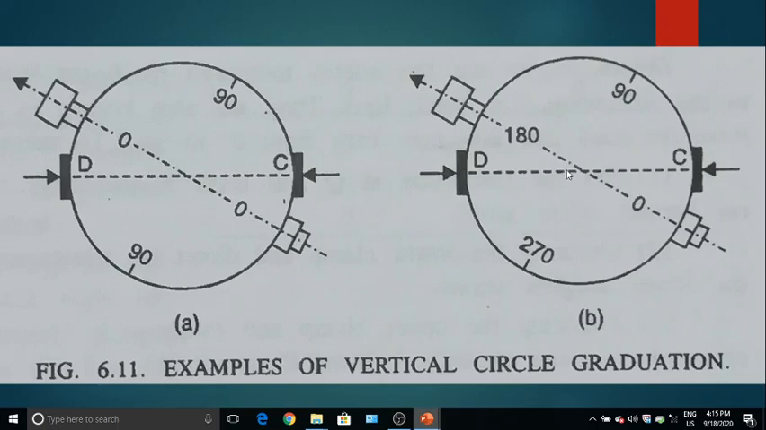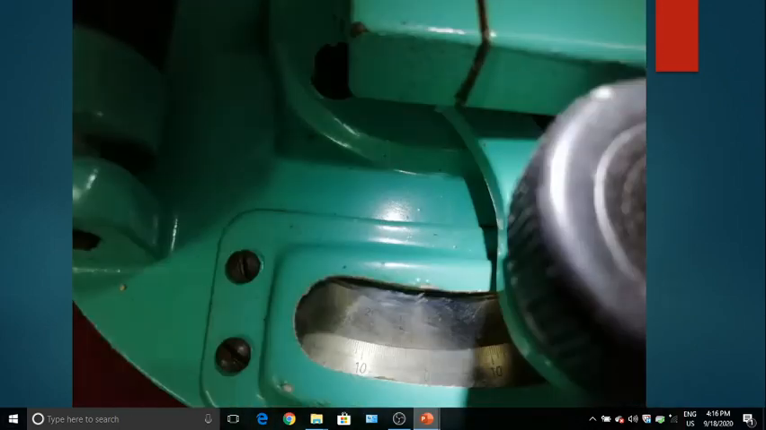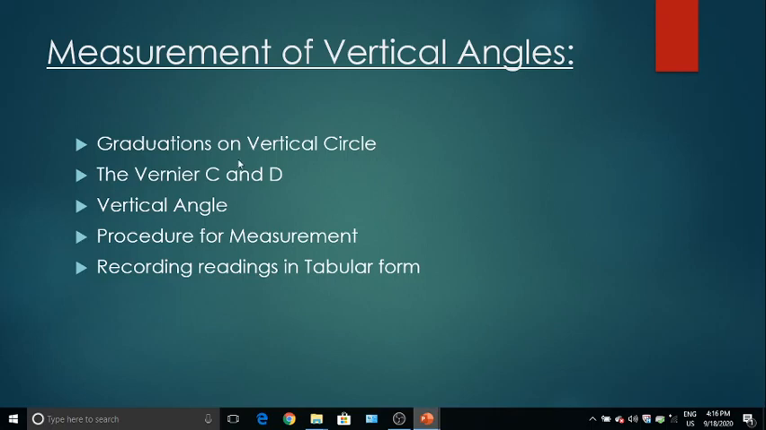On the other hand, there is also a vertical circle which will be divided into 360 degrees: 0, 90, 180, 270 and 360. But most of the time we will be using this 0 to 90 degrees four quarters type of vertical circle only. Okay, right. Now we have discussed graduations on vertical circle.